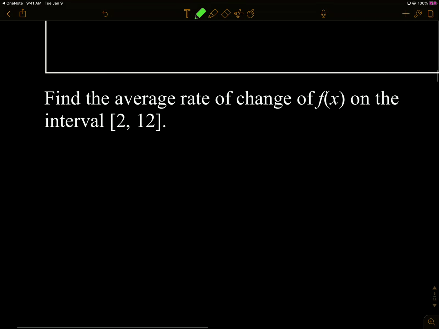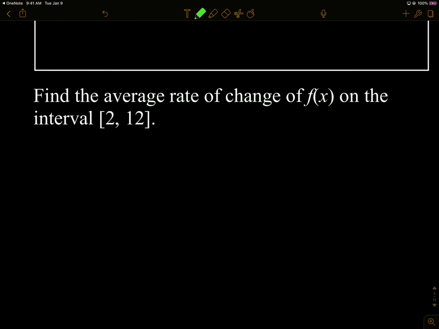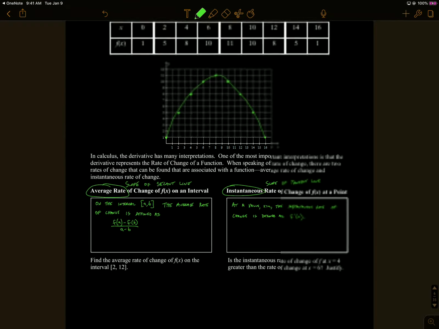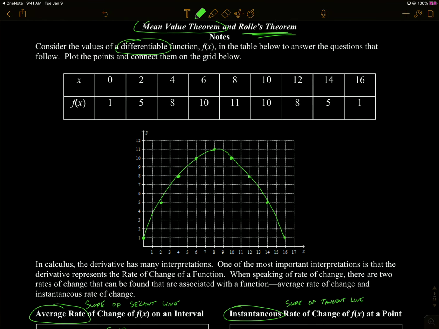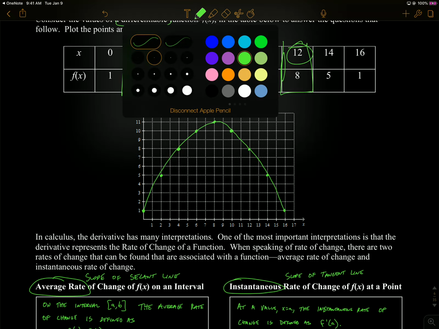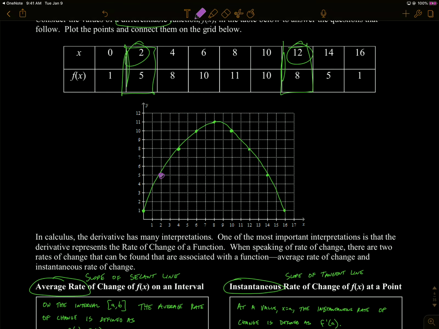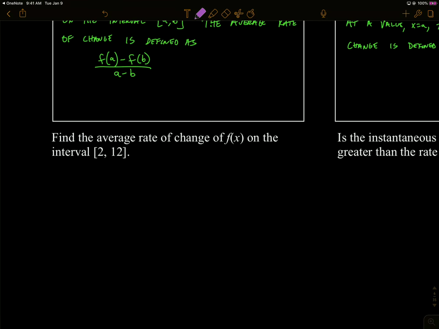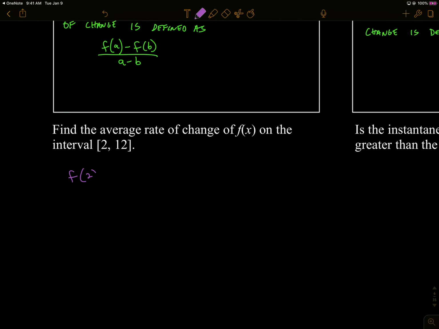So we're going to do the average rate of change for the graph we have above on a given interval from 2 to 12. So we're going from 2 to 12, right? That's going to be at the points (2, 5) and (12, 8). And think about it, it's really the slope of that secant line. So the way that we do this is f of 2 minus f of 12 over 2 minus 12. We did y minus y over x minus x.